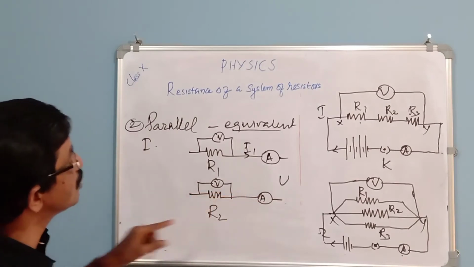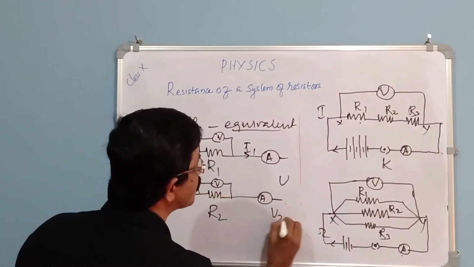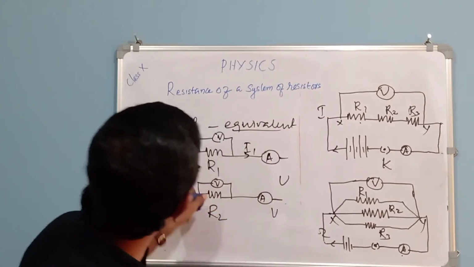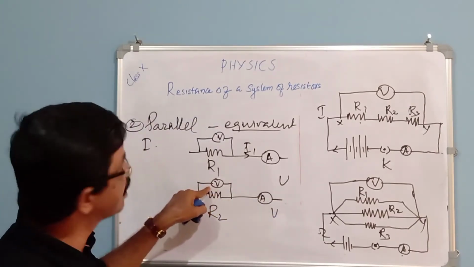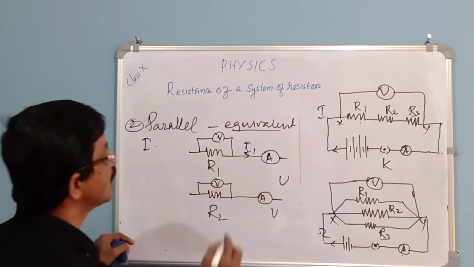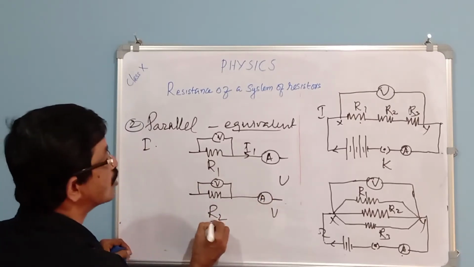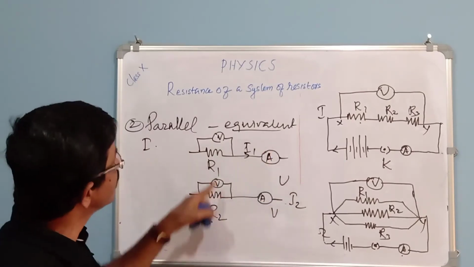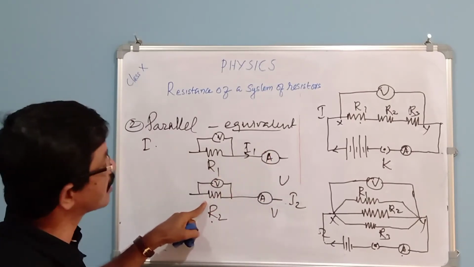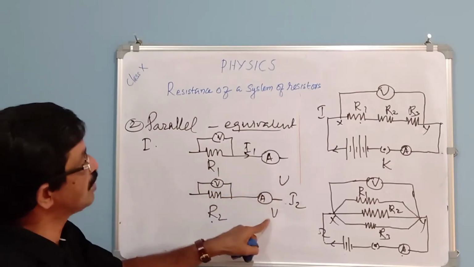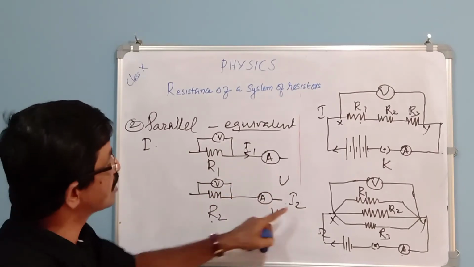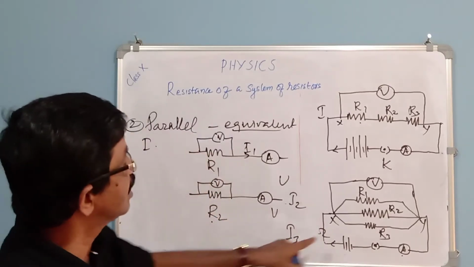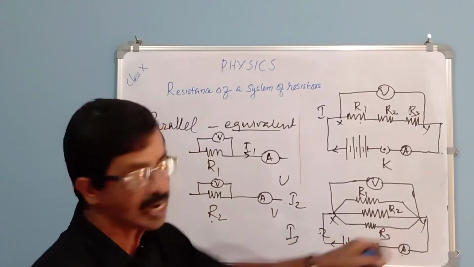The potential now is also shown by this R2, it is V. The potential we got from the voltmeter across R2 is V, but the current through the resistor R2 is I2. Similarly, when we measure potential across R3, we will get the same potential, but the current through it is I3 when we measure current across this R3.